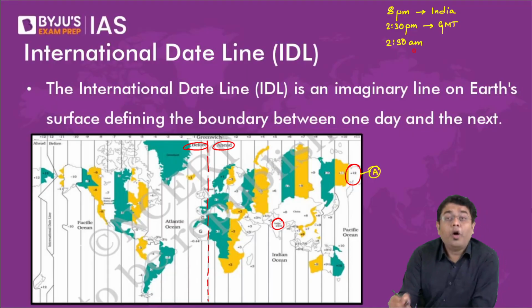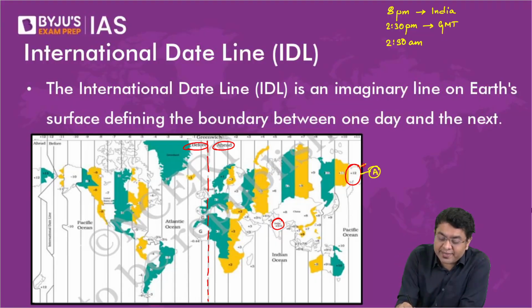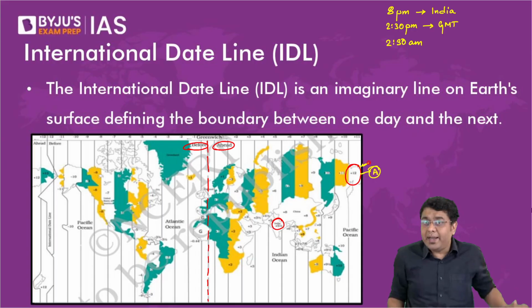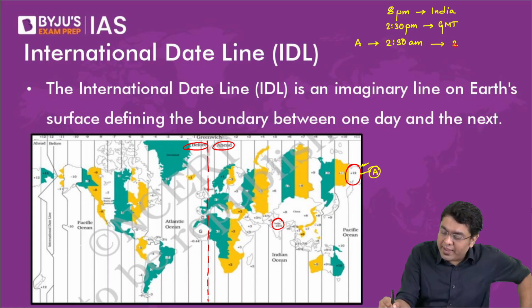2:30 a.m. of which day? Of 24th of July or 25th of July? It would be experiencing 2:30 a.m. of which date? 25th of July. Very good. Because this region would have experienced sunrise and sunset much earlier than India. So 2:30 a.m. at A, that is 25th of July. We are still experiencing 24th of July.